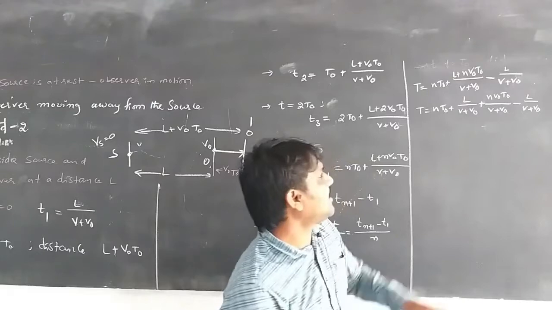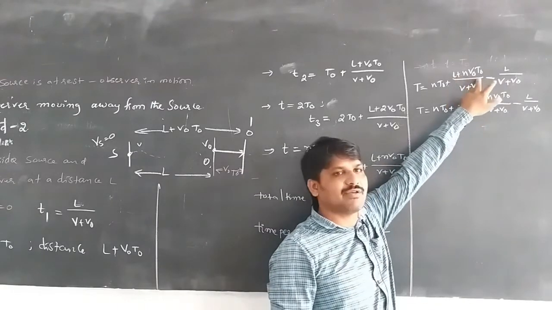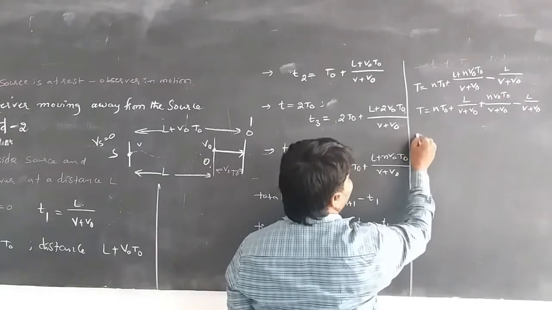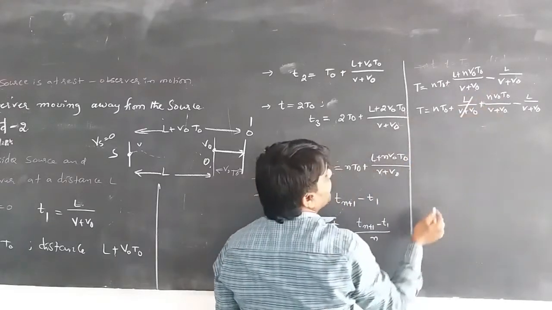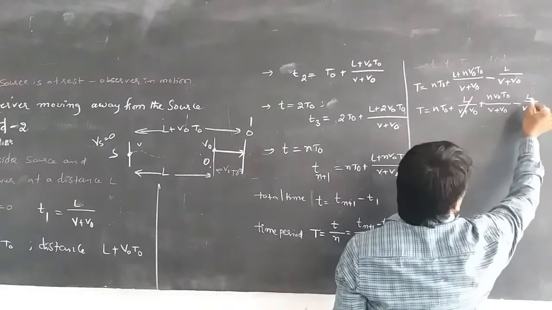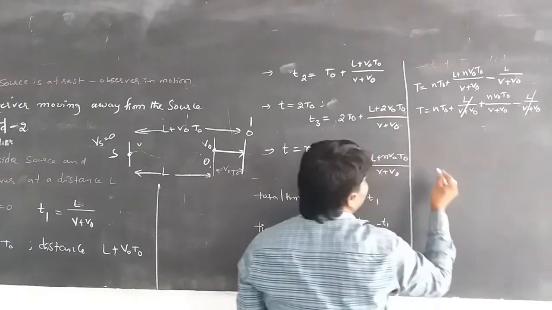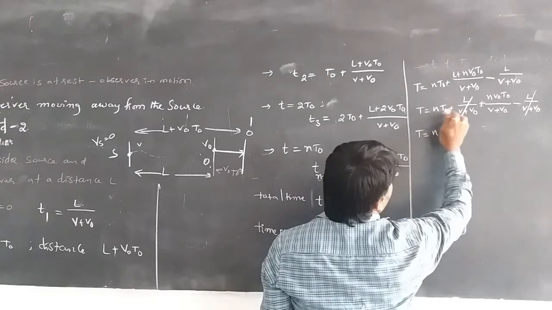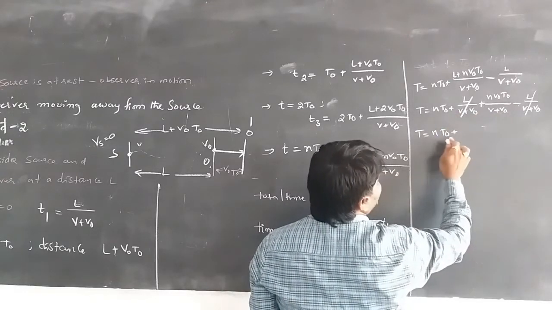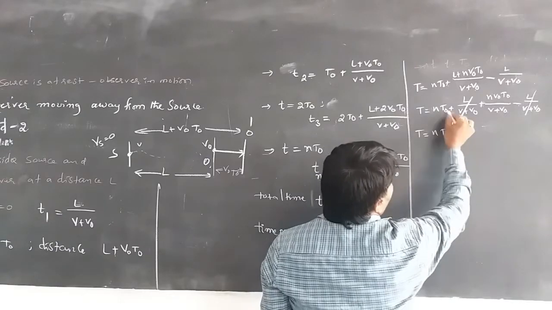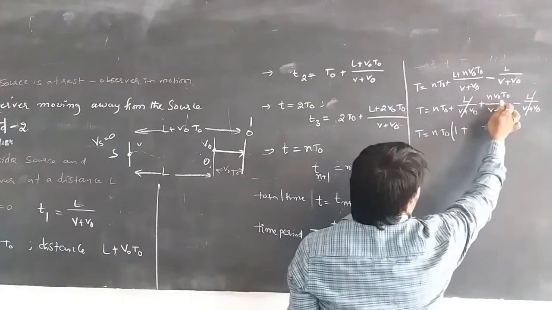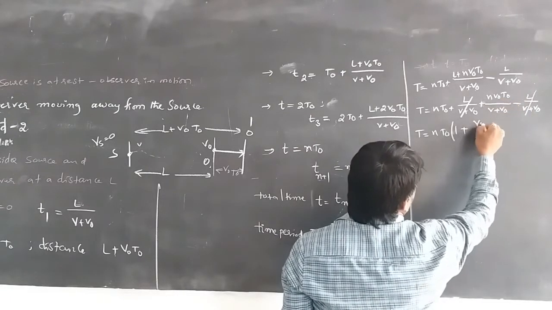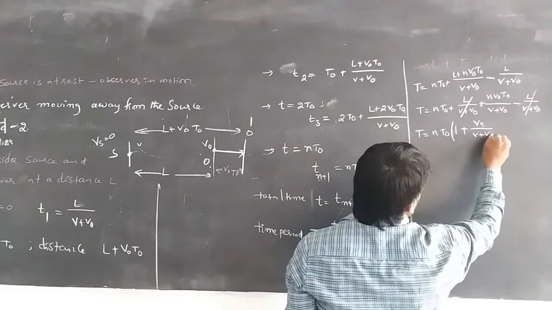Here we are writing the denominator to the L and n V naught T naught separately, then we can get the equation. From that equation, the L by V plus V naught and minus L by V plus V naught get cancelled. Then T is equal to n T naught plus n V naught T naught by V plus V naught. In both terms n T naught is common, so we take it outside: n T naught times 1 plus V naught by V plus V naught.